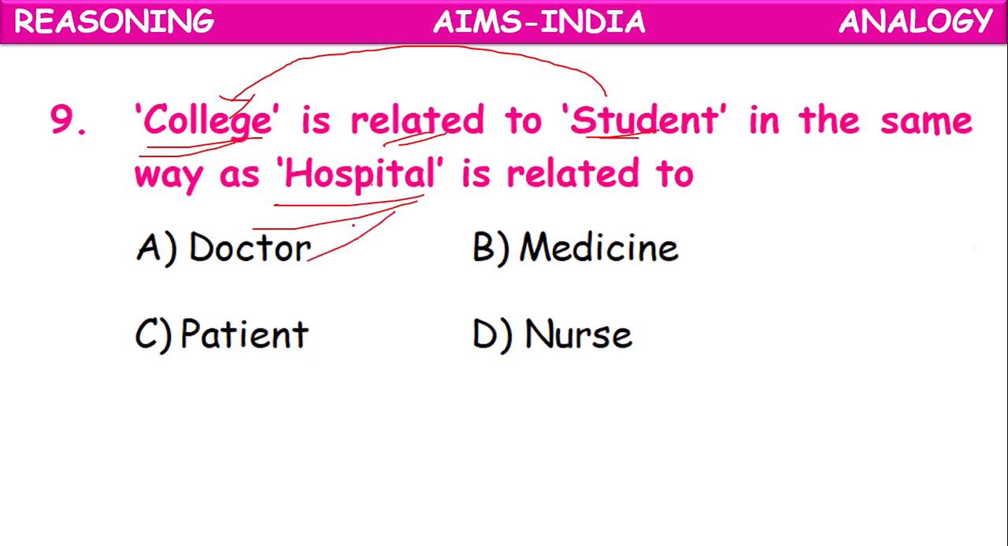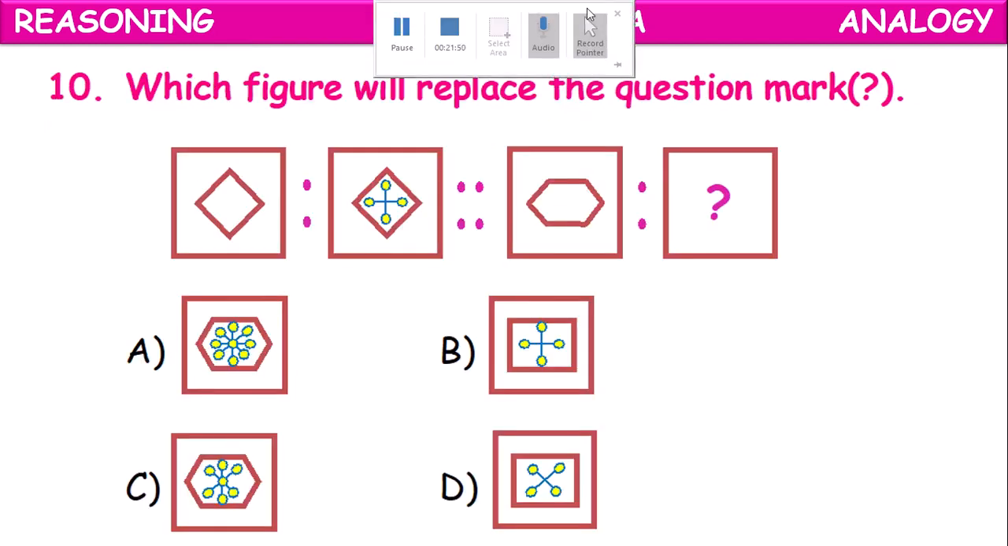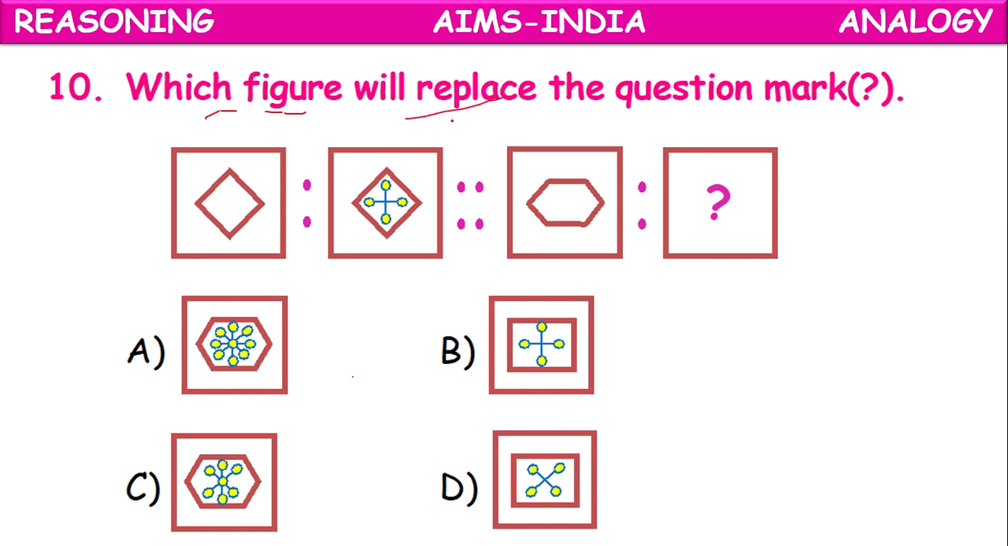So college is related to student. Means students will go to college. In the same way, hospital is related to, even doctors also will go to hospital. Even here also, lecturers also will go to college. They have not given lecturer here. Most of the students will go to college. For teaching them, lecturers will go. Means for hospital, most of the patients will go to hospital. For treating them, doctors also will go. So the correct option is hospital, sorry, patient.